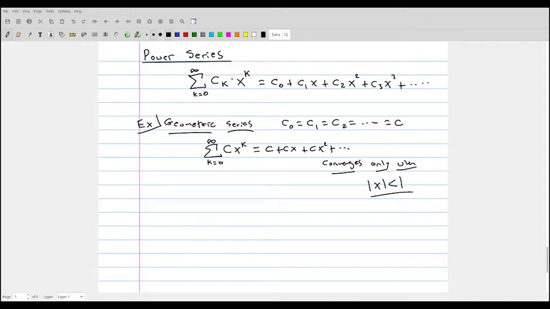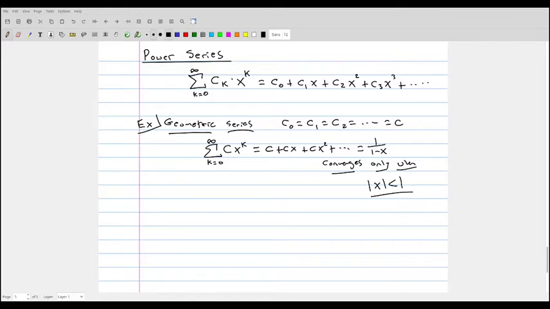So the geometric series is a great example of a power series. And what we want to do is switch our viewpoint now to think of these infinite series of functions. What we've shown is that this infinite series, the geometric series, converges to the function 1 over 1 minus x when the absolute value of x is strictly less than 1.